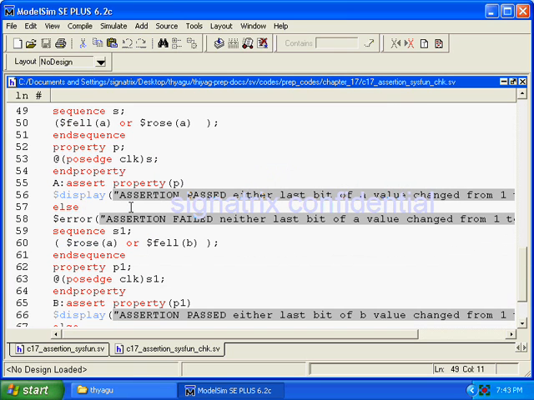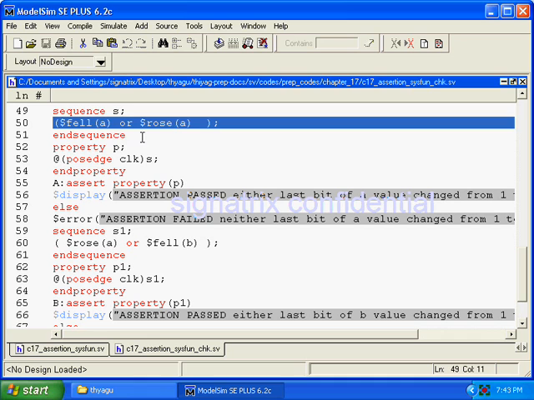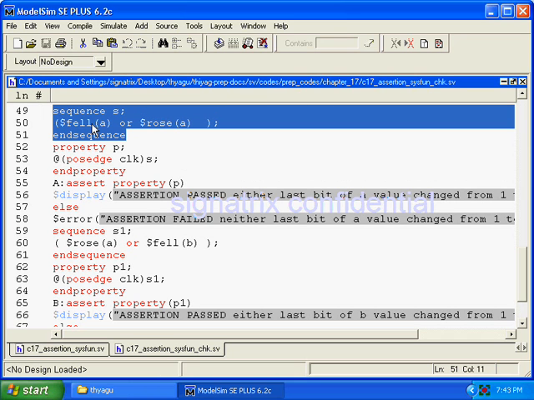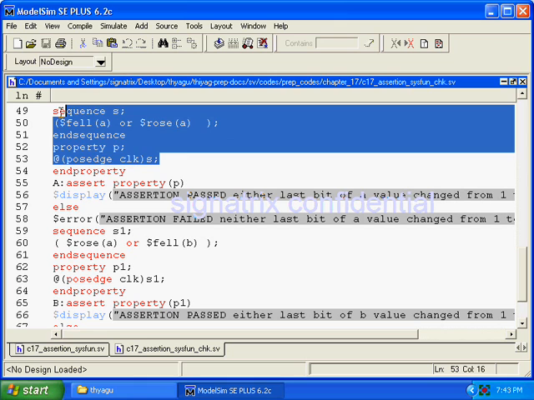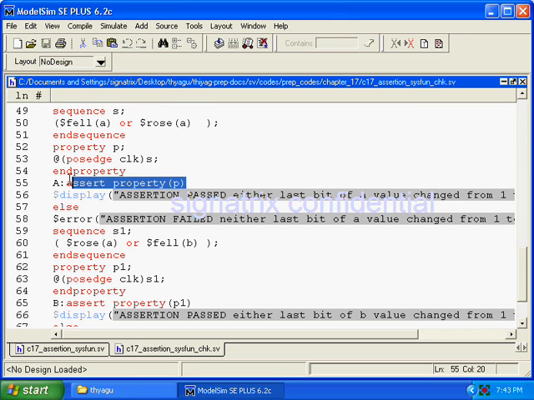Now look at here, sequence 1 and sequence 2, two sequences are there. What kind of system functions are we using? $fell, and $fell, $stable, $fell of A. This simply means we are detecting either one of these edges. Next, the property: at the passage of the clock, we are checking whether the sequence is happening or not, then asserting that property.